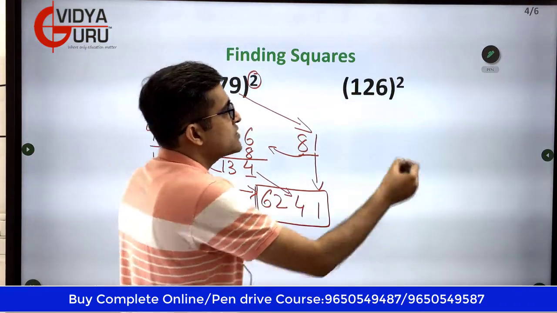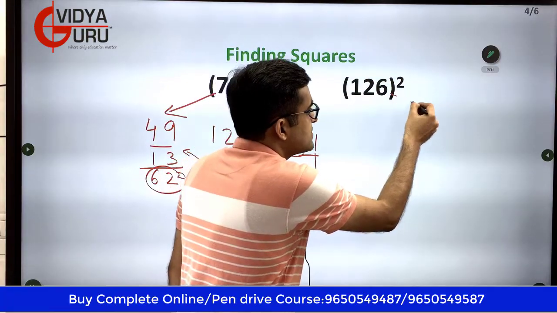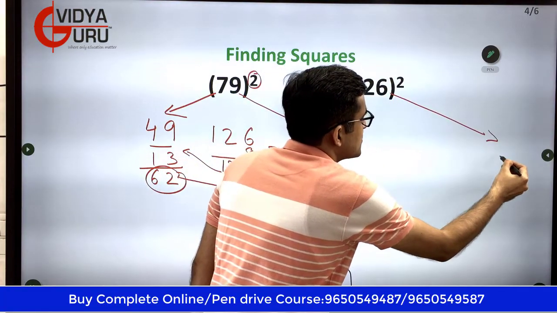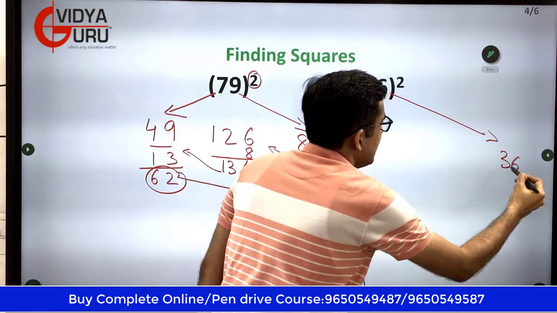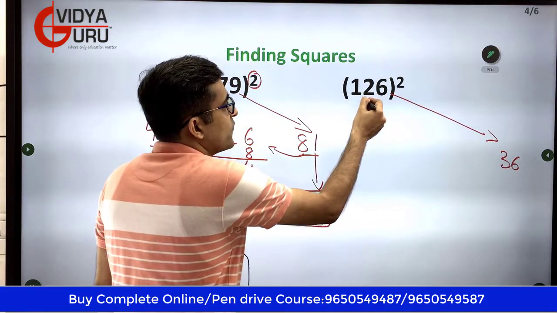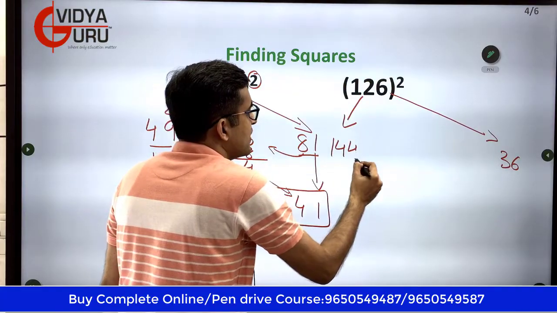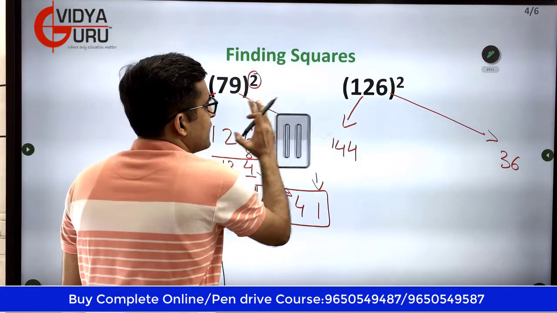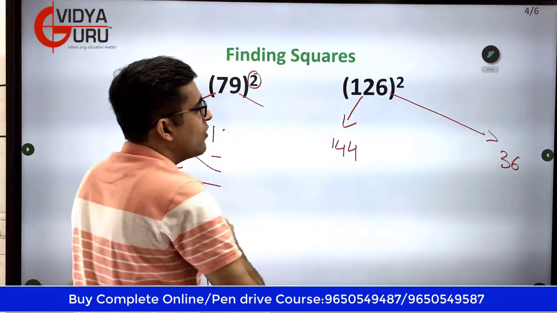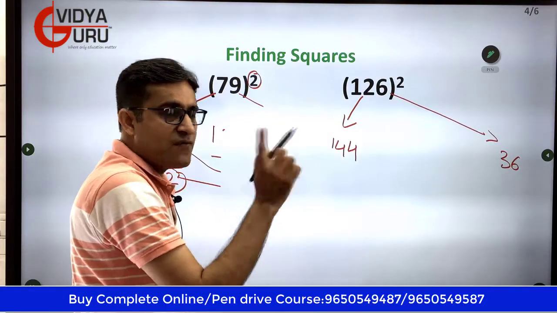126 square. Let's quickly go about it. 6 square. Students, 6 square is what? 6 square is 36. The square of 12. 12 square is 144. Now, those are the two extreme values.